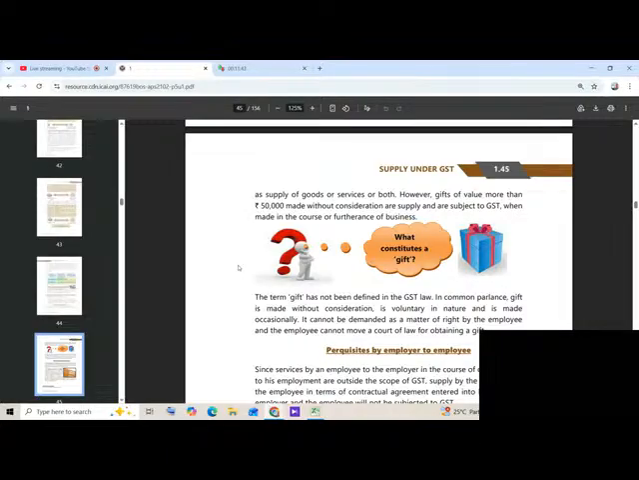The term gift has not been defined in the GST law. In common parlance, gift is made without consideration, is voluntary in nature, and is made occasionally. It cannot be demanded as a matter of right by the employee, and the employee cannot move a court of law for obtaining a gift.